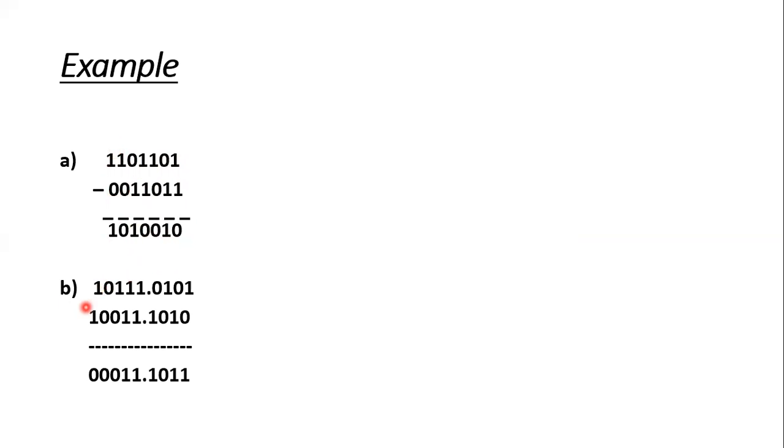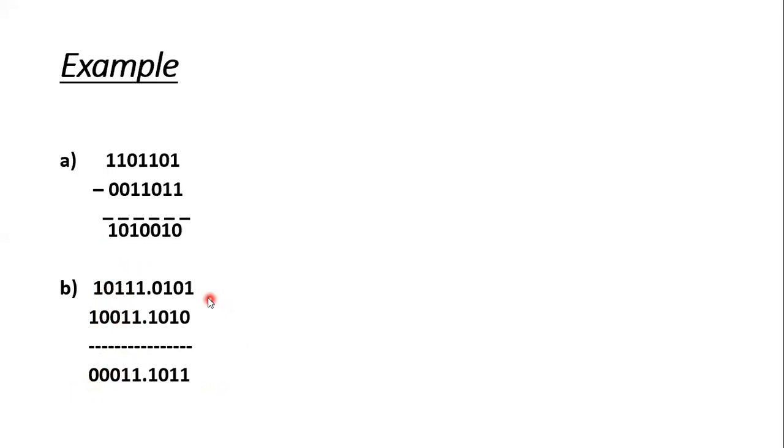Then the next example. 1 minus 0 is 1. 0 minus 1 means we borrow. Okay, so this becomes 0. 0 minus 1 is 1, borrow, therefore this becomes 0. So 0 minus 0 is 0. Again 0 minus 1 is 1, so borrow, therefore this digit becomes 0. Again 0 minus 1 is 1, borrow, so this digit becomes 0. So 0 minus 0 is 0. 0 minus 0 is 0. 1 minus 1 is 0.